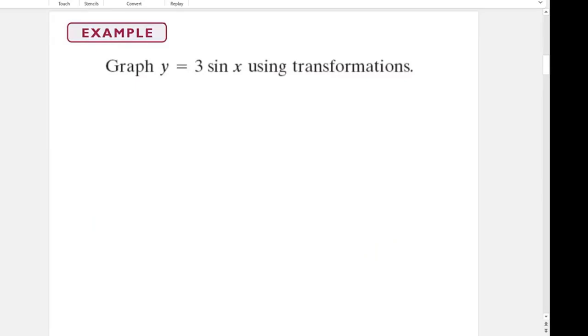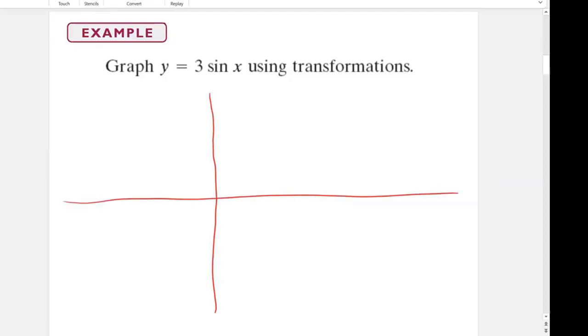Now, if I want to graph 3 times the sine of x using transformations, first I want to draw my original sine function. For my sine function, I want to say the sine of 0, because this is my angle, and this is my sine of x. So the sine of 0 is 0.